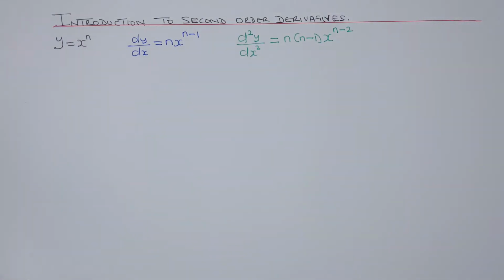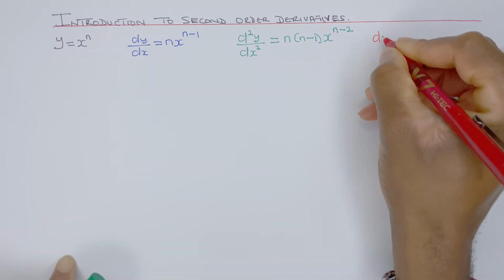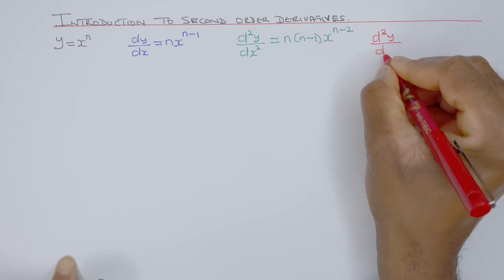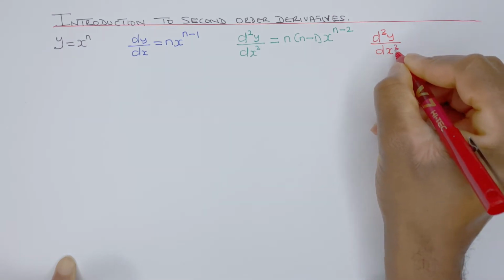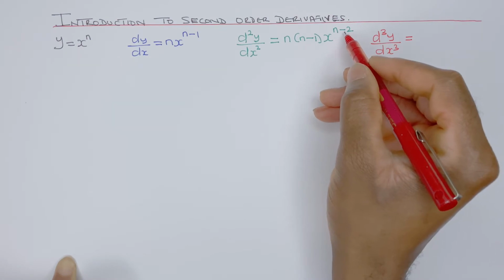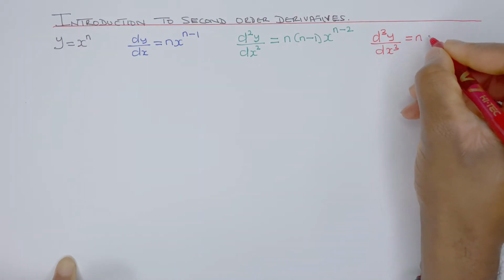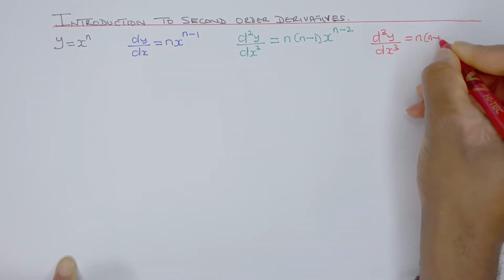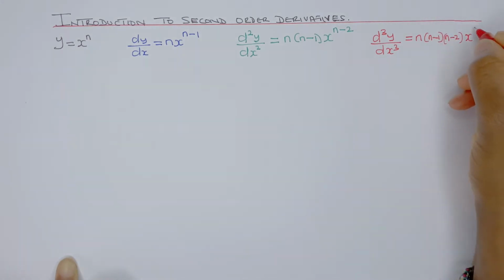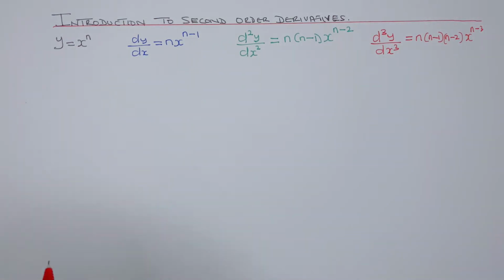Okay, let's do the third order derivative. d cubed y over dx cubed equals, bring the n minus 2 down, n into bracket n minus 1, n minus 2, x to the power n minus 3. That's the third order derivative.